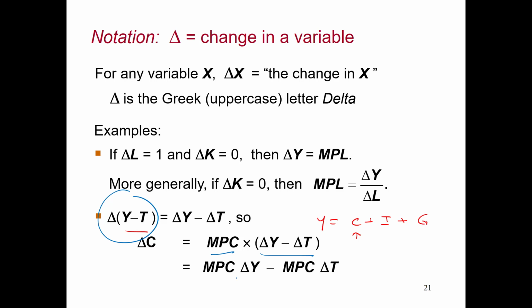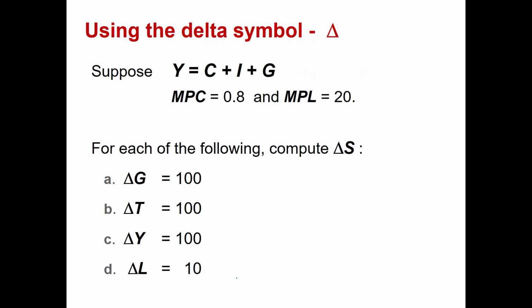Let's put this notation into practice with this example. We have our national income identity, y equals c plus I plus g. We're given that the marginal propensity to consume is equal to 0.8 and the marginal product of labour is equal to 20. Now we want to calculate the change in national saving for a change in these four variables, A, B, C and D. Well, the first thing we want to do is to get an expression for the change in national saving, starting with our national income identity.